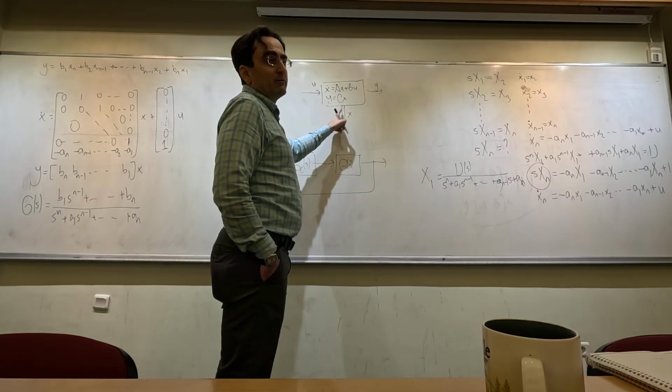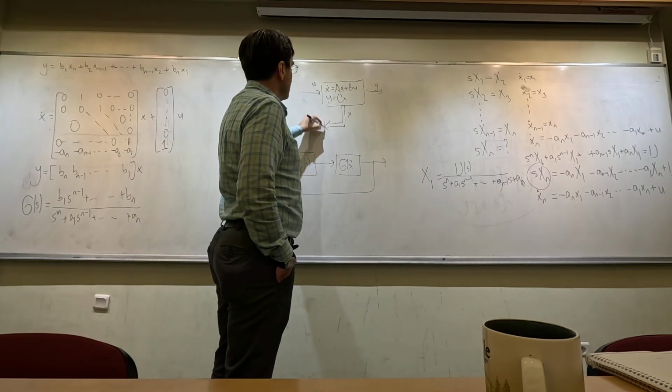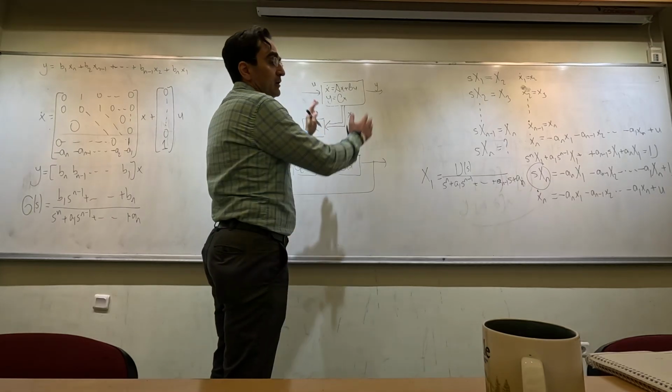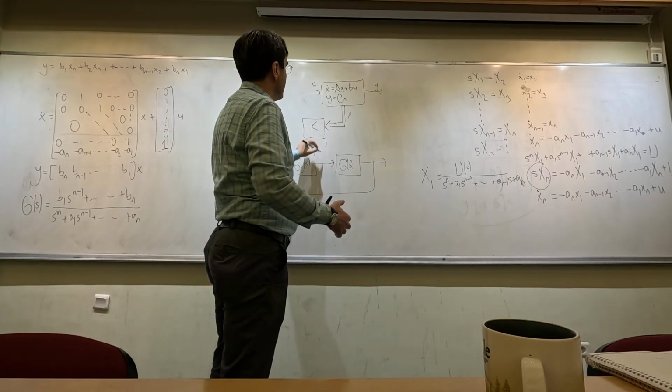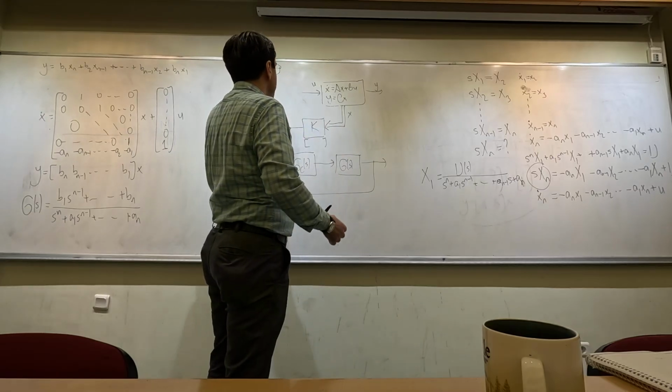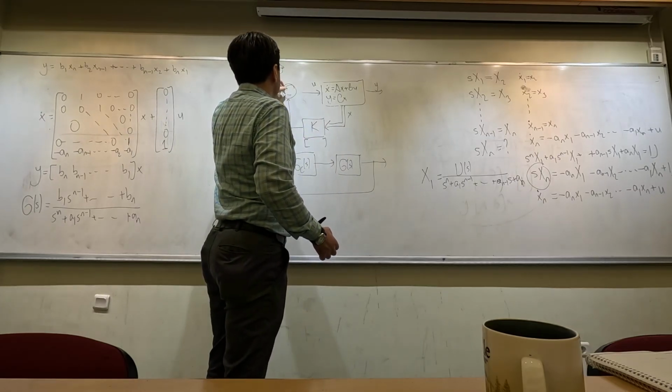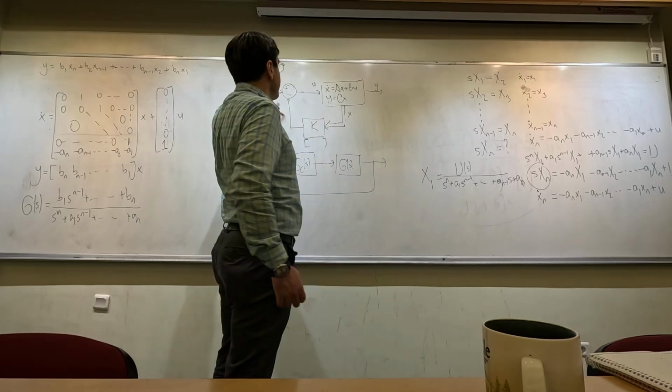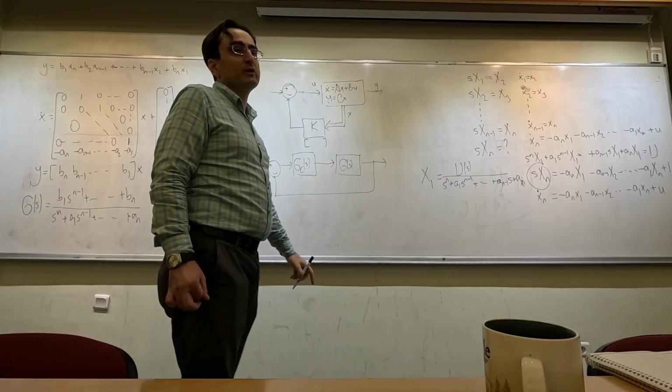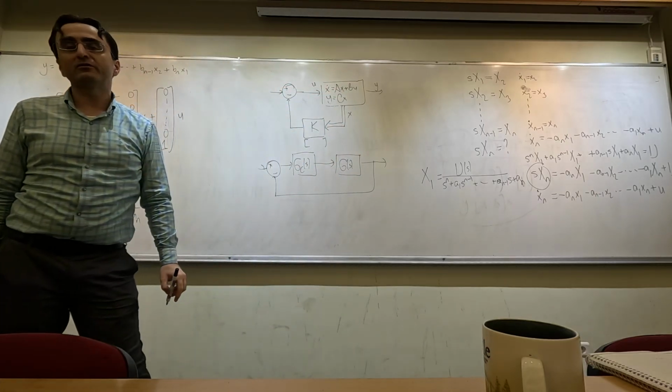Okay? This is going to be a vector now, so I need to convert it into a scalar. I will multiply it with a horizontal vector, and that is going to give me a scalar. Okay? And then I will feed the whole state back into the input side. That is going to be called state feedback.